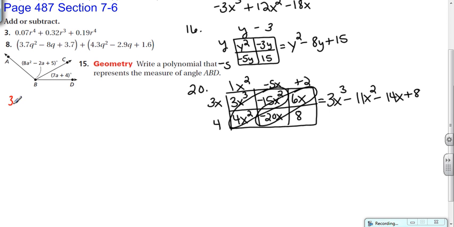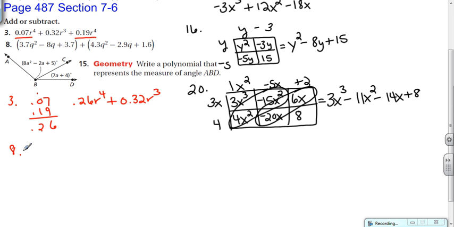Okay, for number 3, my like terms are r to the 4th and r to the 4th. That means I can add 0.07 and 0.19 together and get 0.26. So I'm going to have 0.26 r to the 4th, because when you add, exponents don't change, and there was nothing to add to the r cubed. So I just tack that on the end. And that is as simplified as I can make it.